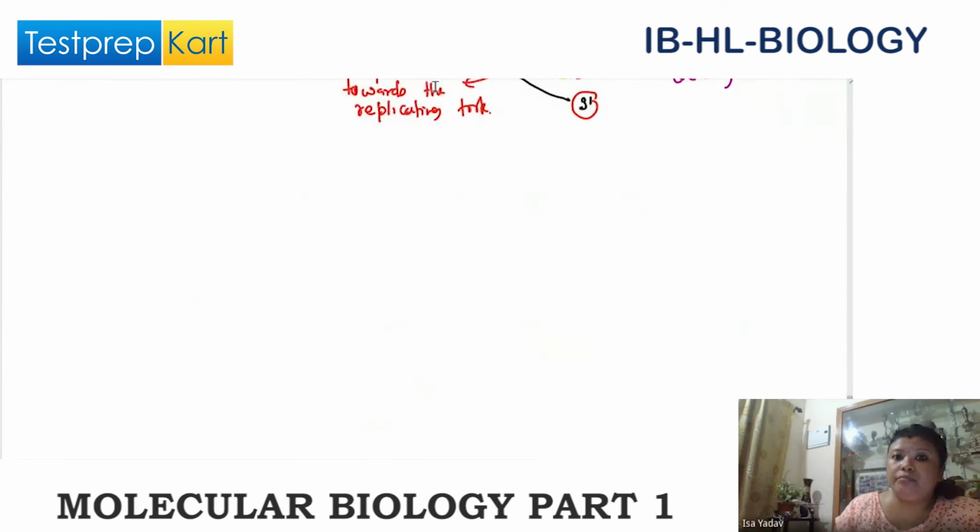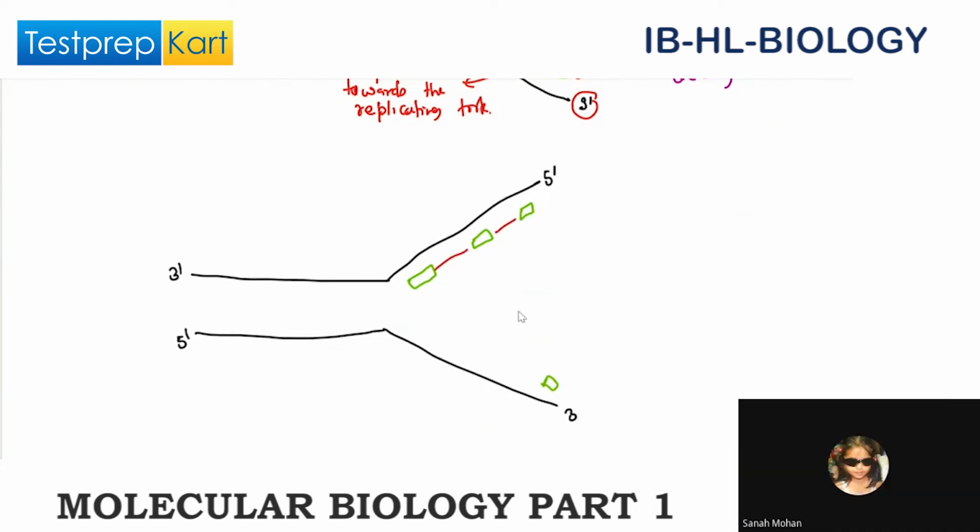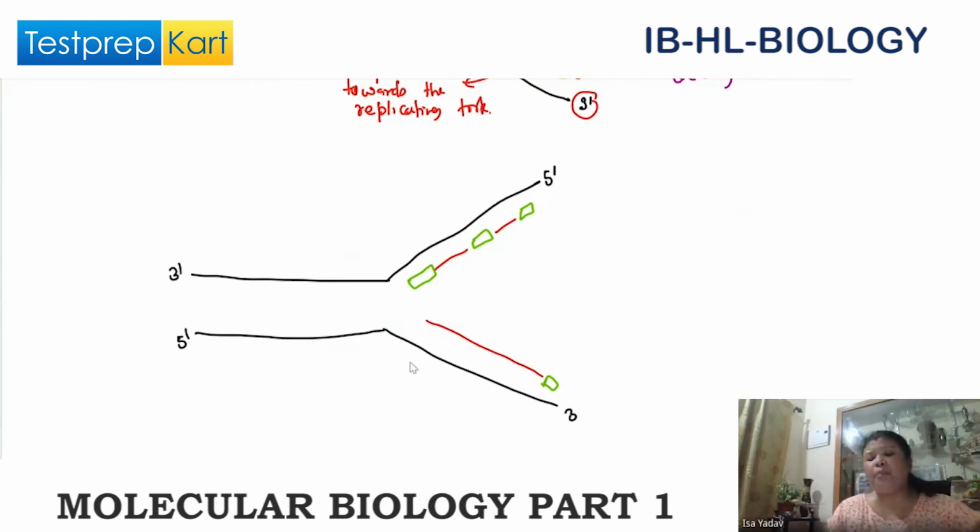Okay. Now see. I'll just draw this. See. What did we have here? We had here 3 prime. This is 5 prime. Here this is 5 prime, 3 prime. So what we had here? Here discontinuous replication, right? And here continuous replication. So this is one discontinuous and continuous. I'm not drawing the enzymes.